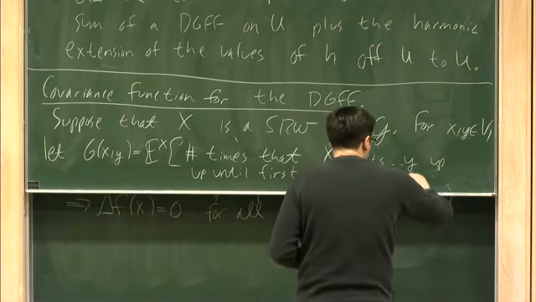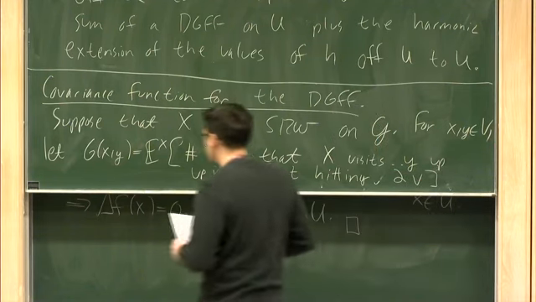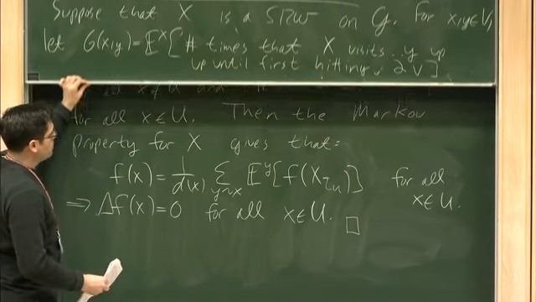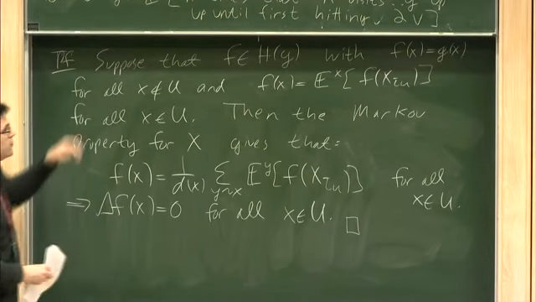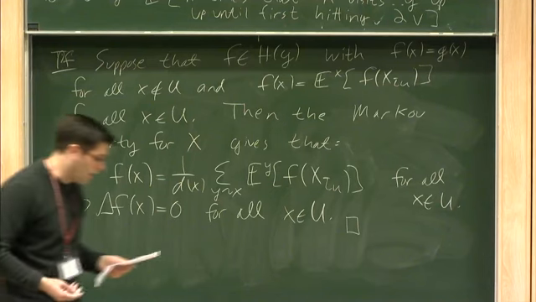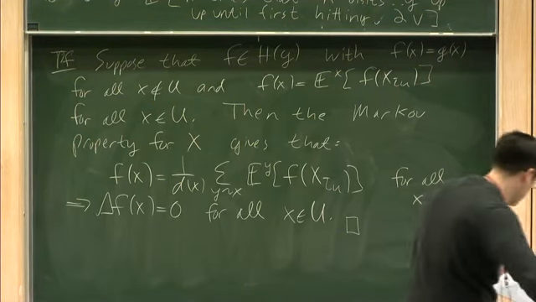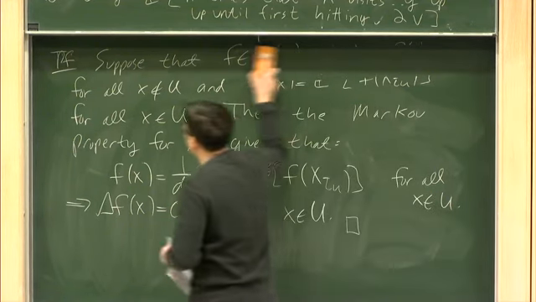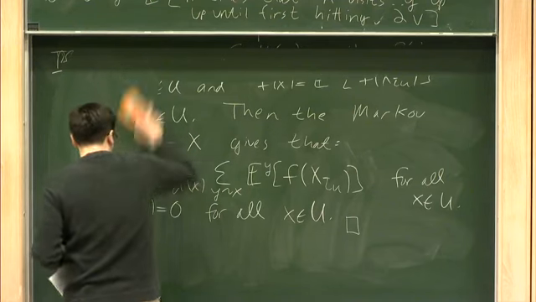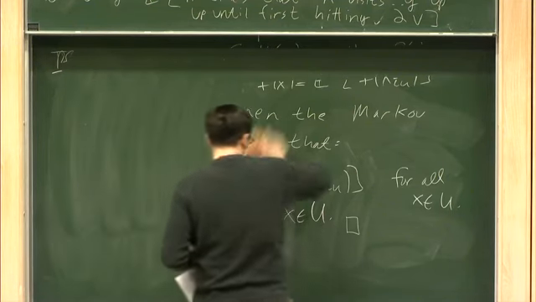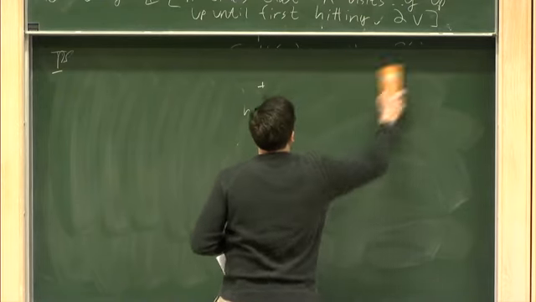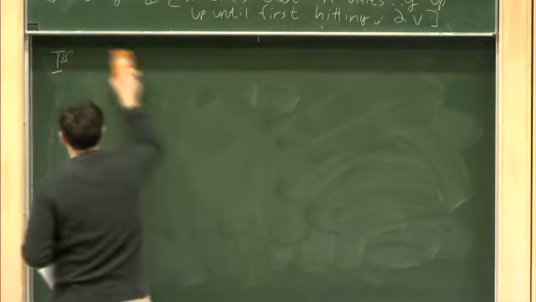First hitting the boundary of V. Okay, and another way of referring to this function is that this is just the discrete Green's function on this graph. And the statement that we're going to try to prove now is that G is what tells you what the covariance of the discrete Gaussian free field is given by.